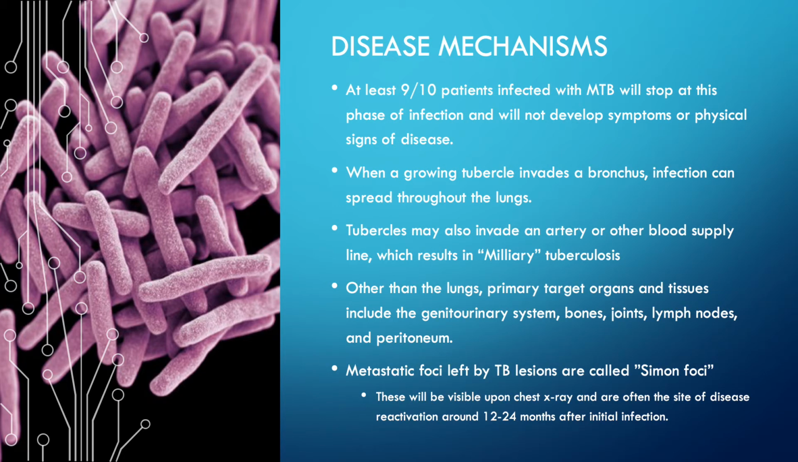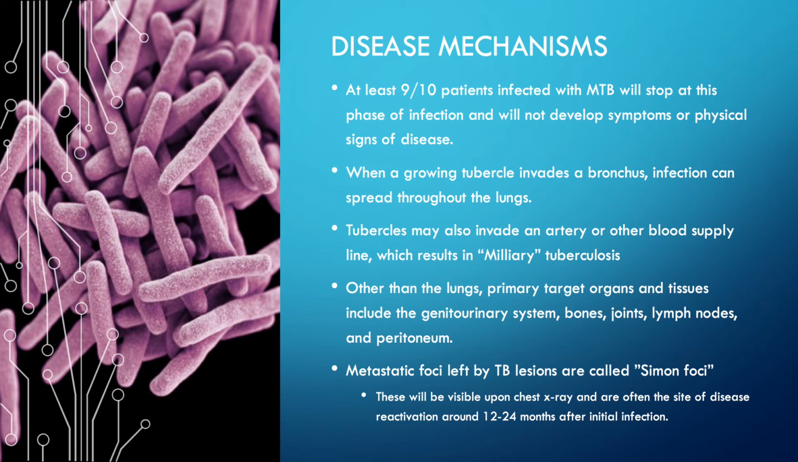They are contagious, and this is the result of a cell-mediated immune response. This is generally when the replication of MTB will slow down due to the activation of macrophages to control the infection. However, some remain unactivated or poorly activated, and MTB uses these to replicate, allowing more tubercle growth. At least 9 out of 10 patients infected with MTB will stop at this phase of infection and do not develop symptoms or physical signs of the disease.